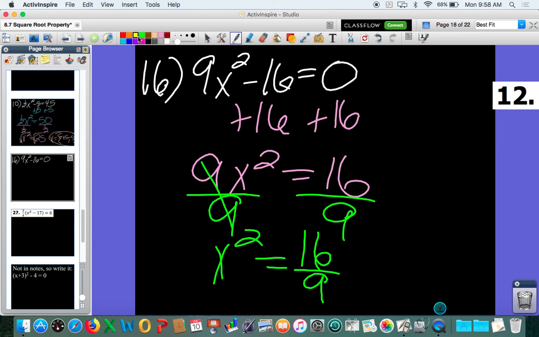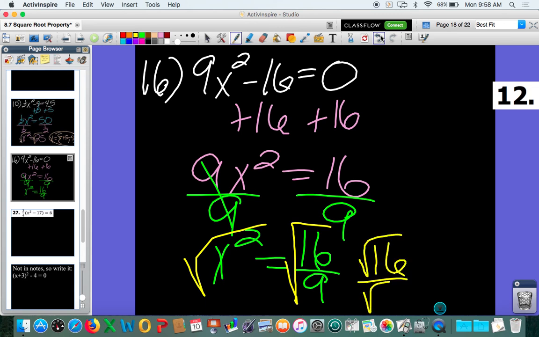I would like you guys to realize that these numbers are perfect squares. 16 is actually 4 times 4, and 9 is actually 3 times 3. So since I know that, I know that I'm going to get a whole number when I take each of these separately. And that's what we're going to do. We are going to take the square root, but when you take the square root of an entire fraction, you're actually going to take the square root of the top and the square root of the bottom. So you're going to get 3 over 4.